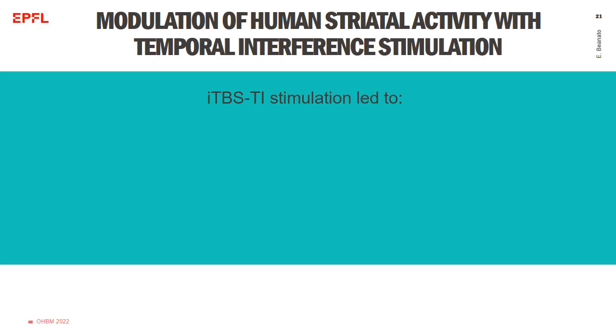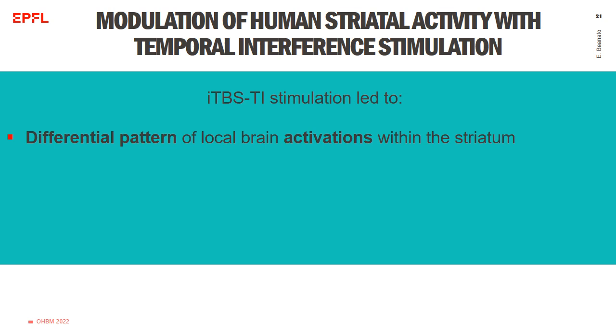Let me now summarize the main findings of the current project. In the study, we were able to demonstrate that intermittent theta burst stimulation delivered with the temporal interference technique led to, firstly, a differential pattern of local brain activations within the striatum, our target region. In this case, we observed the average activity within the putamen and the caudate, subparts of the striatum, and we observed that already during the task, the putamen was showing a higher activation with respect to the caudate.